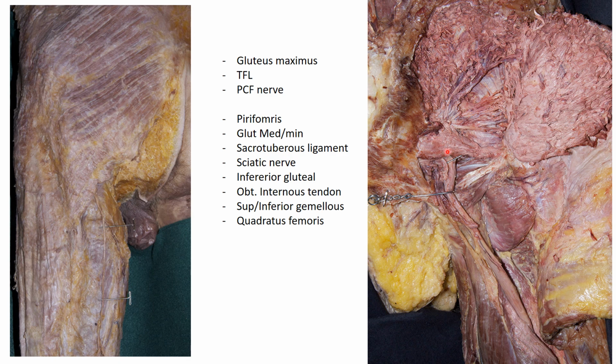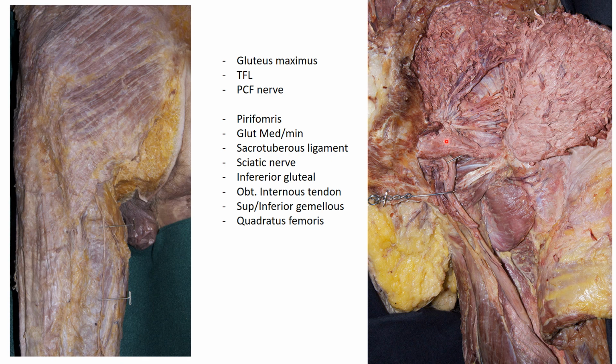So you've got piriformis, superior gemellus, obturator internus, inferior gemellus, quadratus femoris. Now, the big thing about identifying these muscles is that they are a way for you to recognize where the greater sciatic foramen and lesser sciatic foramen are. The piriformis muscle passes through the greater sciatic foramen.